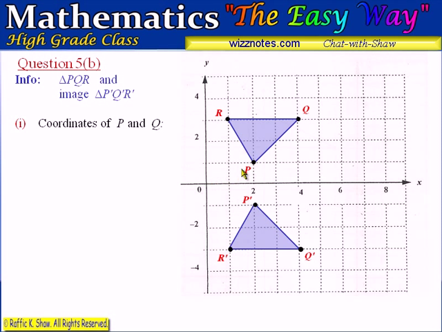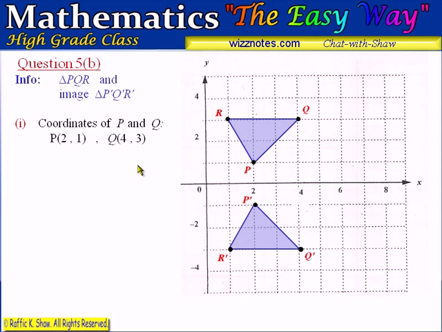So P therefore would have coordinates 2, 1, x coordinate of 2 and a y coordinate of 1. And then Q would have coordinates 4, 3, x coordinate of 4, y coordinate of 3. So those would be the coordinates for P and Q. P is 2, 1, Q is 4, 3.